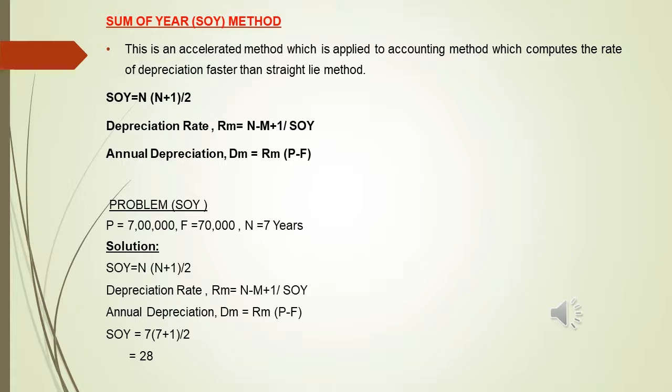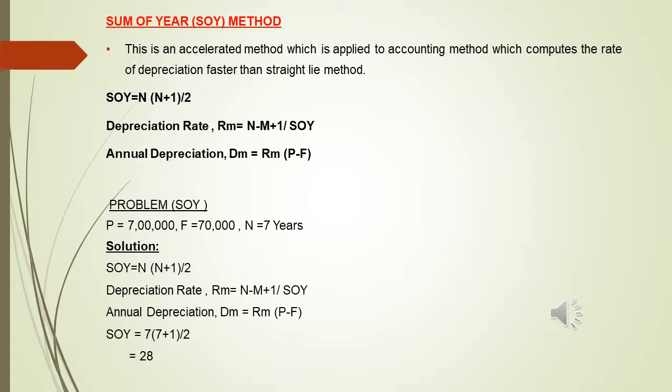The third formula is for annual depreciation, that is DM, which is nothing but RM into P minus F. So if you cope up with these 3 formulae, you can solve this method, that is sum of year method. Okay, so I'll go through this problem under sum of year.